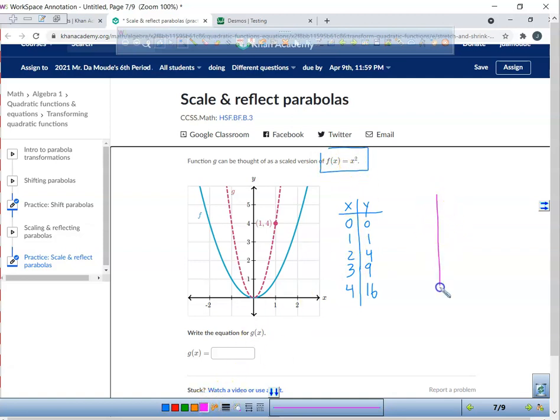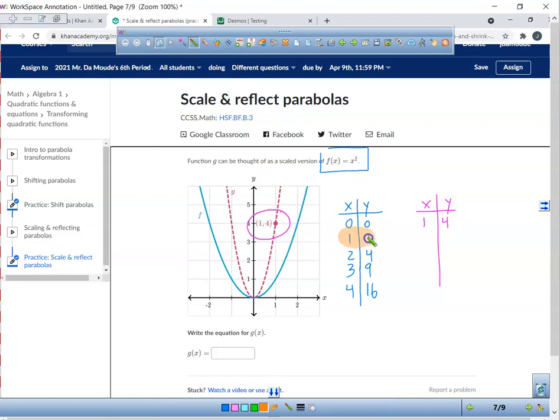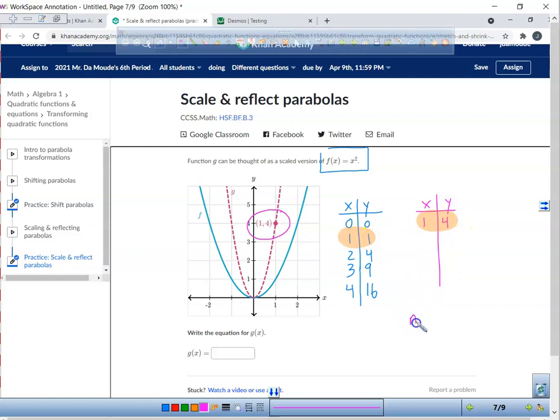Now, let's look at our new one. Ready? What's our new ordered pair? 1, 4. Put a 1 and a 4. So now, this time, I'm comparing this with this. What stays the same? The 1s stay the same. What changed? It went from a 1 to a 4. So put the new y value over the original y value.